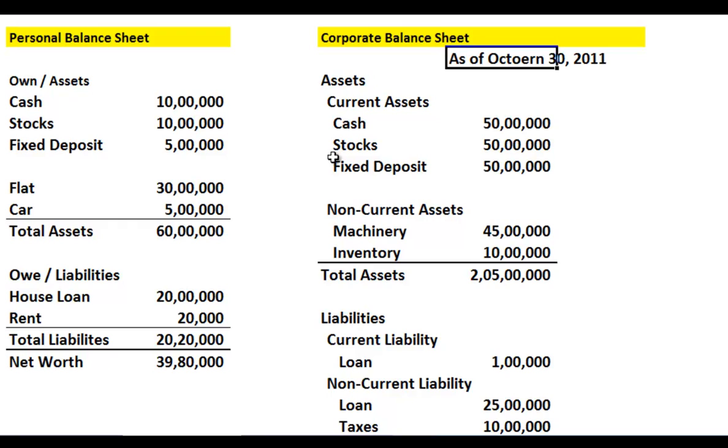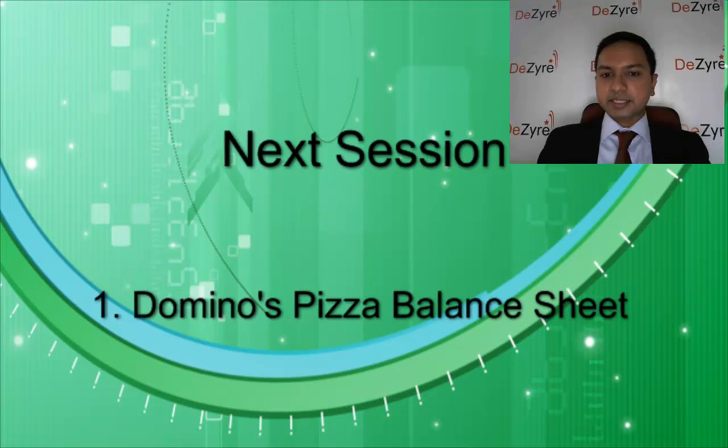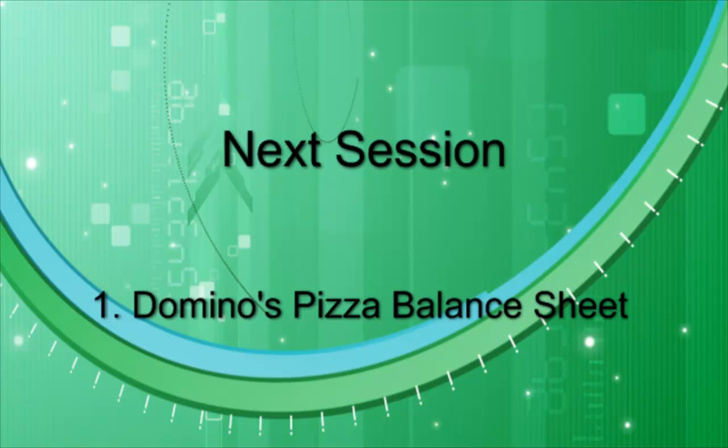But this is the balance sheet, so you know what it is all about, what are the components of a balance sheet, and how to build a basic balance sheet for any business. In our next session, we're going to take each of these components, the current assets, non-current assets, current liabilities, non-current liabilities. We are going to look at a real balance sheet of Domino's Pizza and try to understand how it is different from what we just laid out here in a simple balance sheet.